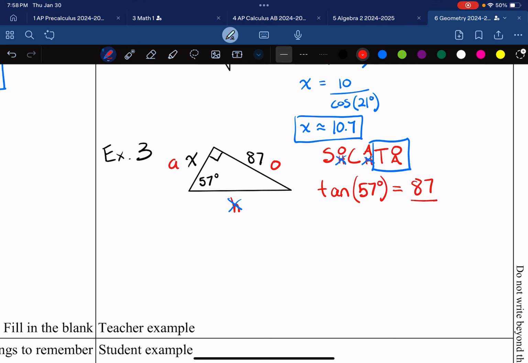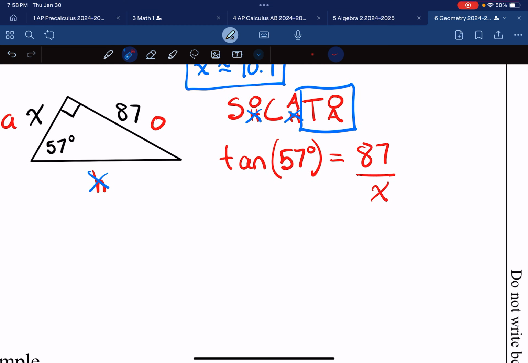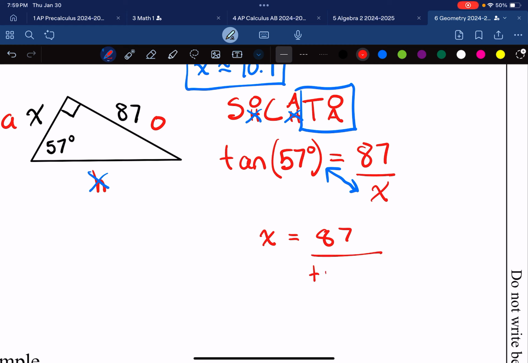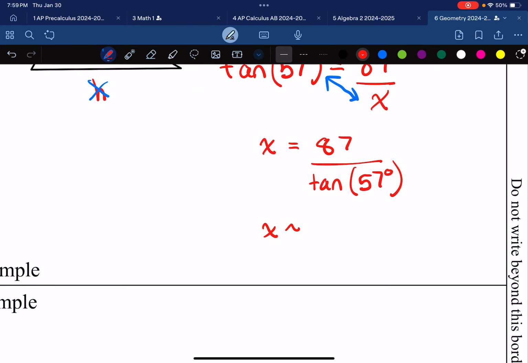Our adjacent is x. And again, this is one of those scenarios where I need to switch my x and my tangent of 57. I'm not going to write the divide by 1 in this case because I think you guys are old enough and smart enough to know that there is a divide by 1 here. I'm just going to go ahead and switch these two. I'm going to do this little arrow to show I am just going to switch those, and I'm going to get x is equal to 87 divided by tangent of 57 degrees. And then I just need to type that into my calculator to get an approximation for x.